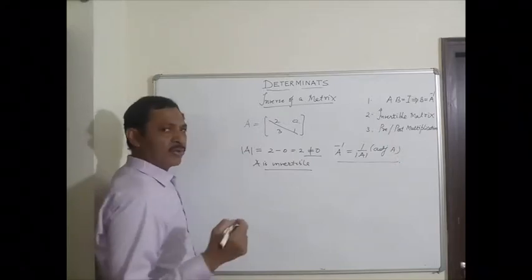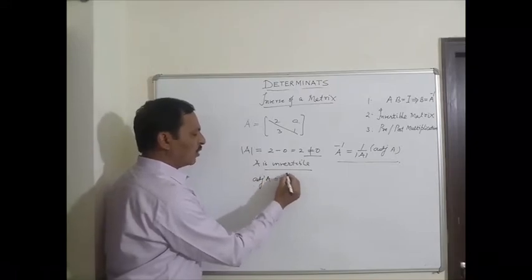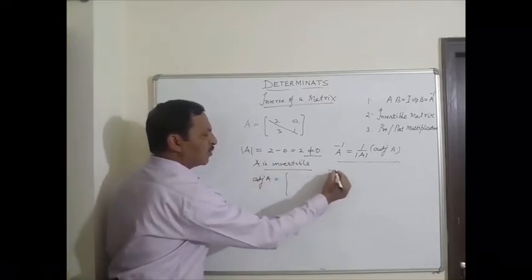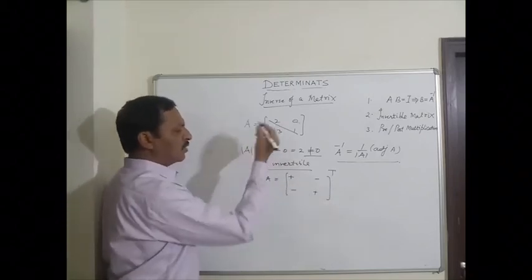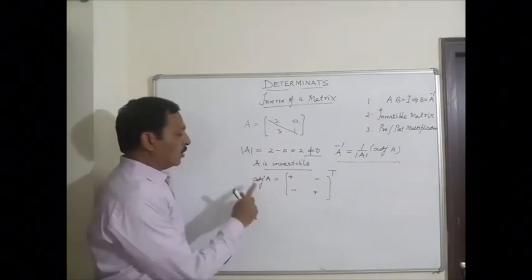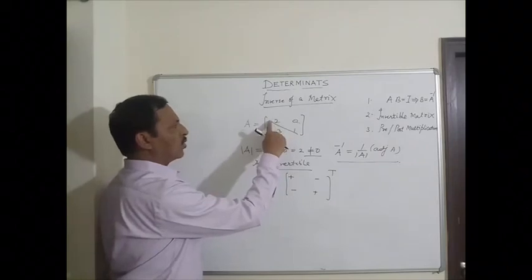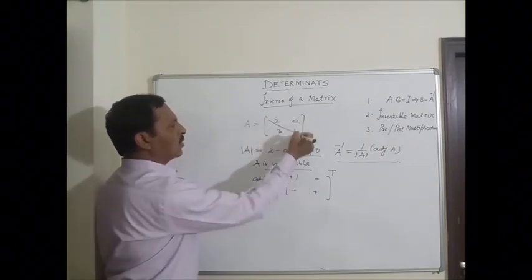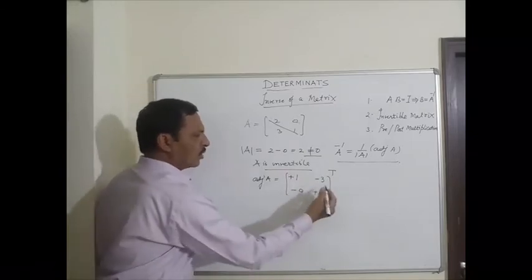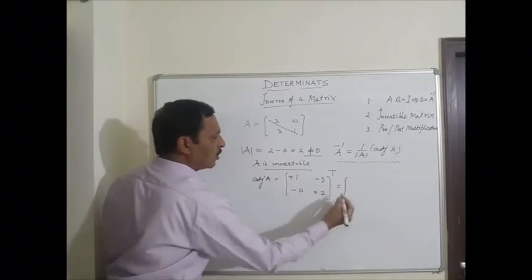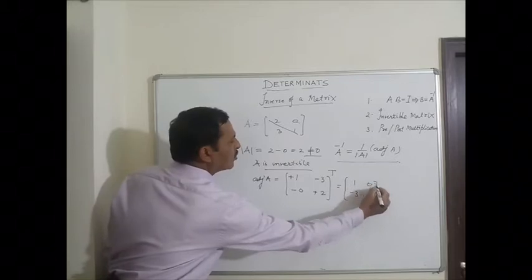Now, for the adjoint of A, what is the definition of the adjoint of A? It is the transpose of the cofactor matrix. Signs I have already put. Find the particular cofactors for all of these. What is the cofactor for this? Row deleted, column deleted, it is 1. For this it is 3. For this it is 0. For this it is 2. Take the transpose of this. What transpose comes out to be? 1, minus 3, 0, and of course the 2 here.